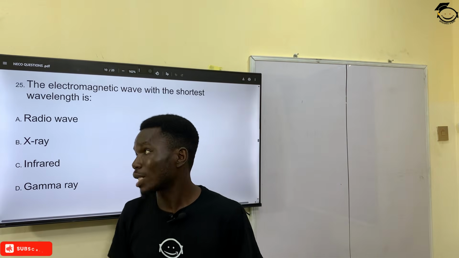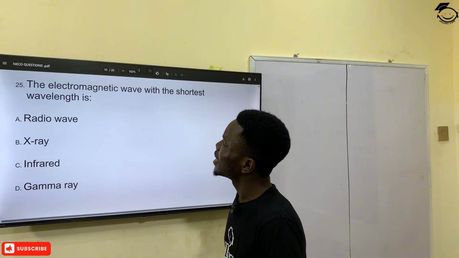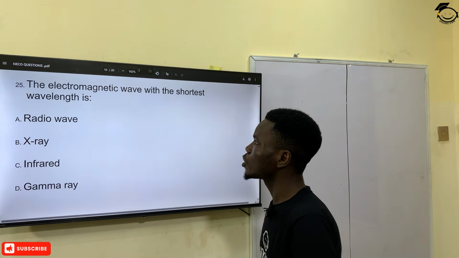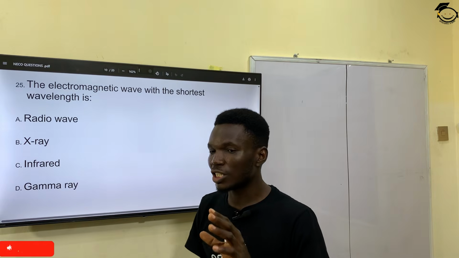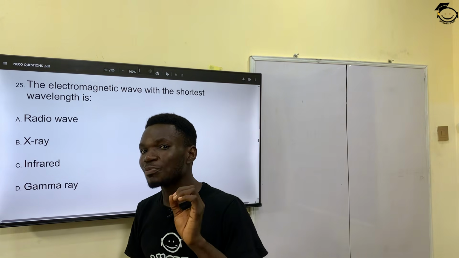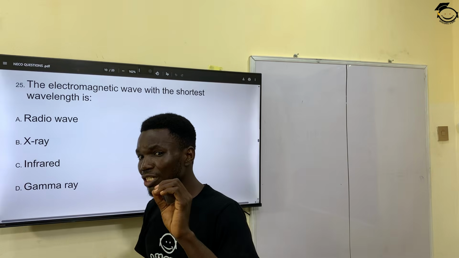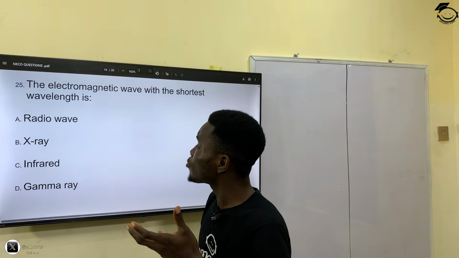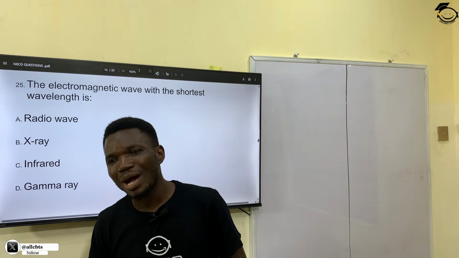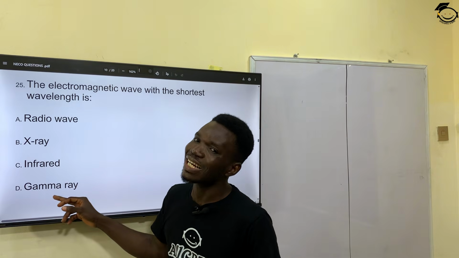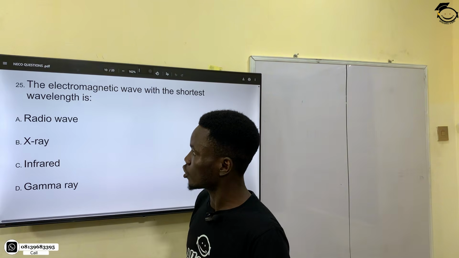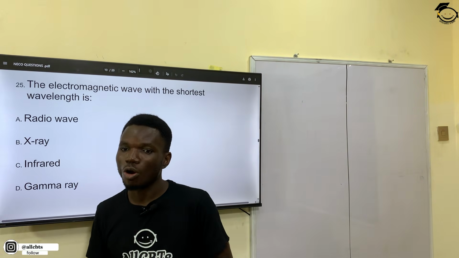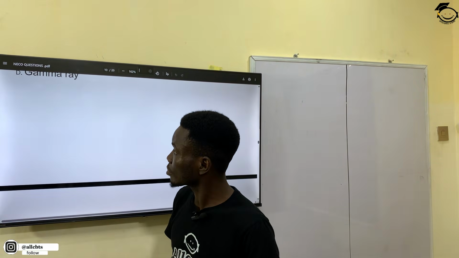That is question number 25, which says the electromagnetic wave with the shortest wavelength is dash. According to the electromagnetic spectrum, the wave with the shortest wavelength is the gamma ray. The gamma ray has the shortest wavelength in the electromagnetic spectrum. So the correct answer to this question is option D.